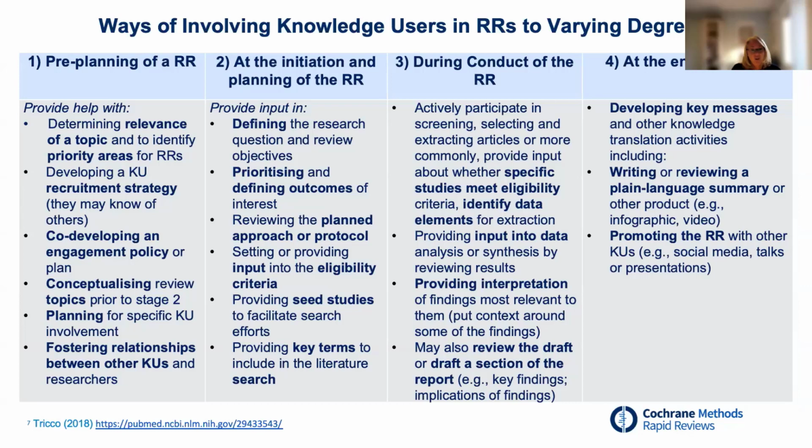And they might also get involved in potentially drafting a section of the report and definitely reviewing the draft. And if they're drafting a section, maybe it's key findings or implication of research findings. So again, various ways we can get them involved. And then at the end of a review, get them involved in developing key messages. They can be involved in writing or reviewing a plain language summary, and they can really help with promoting a rapid review within their various circles or networks.